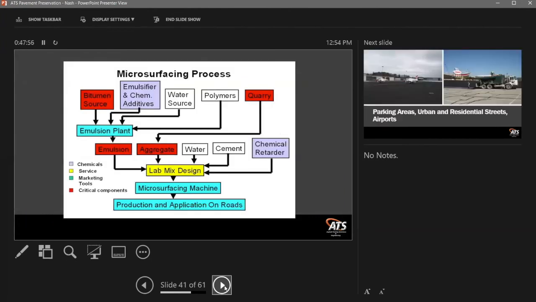This is just a very fancy flowchart to say that there's a lot of stuff that goes into the actual microsurfacing mix design, and then it goes down with the emulsion, goes down on the road, and the chip spreader will actually bring the rock back over the top.